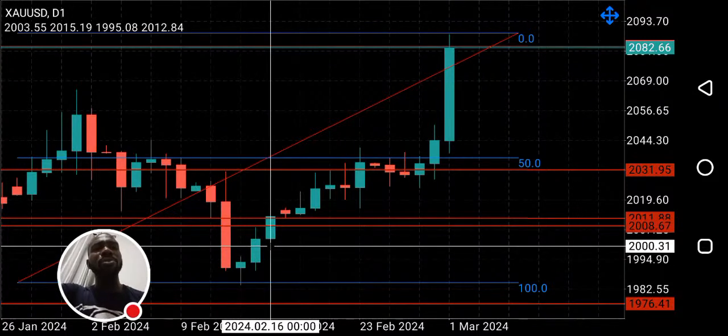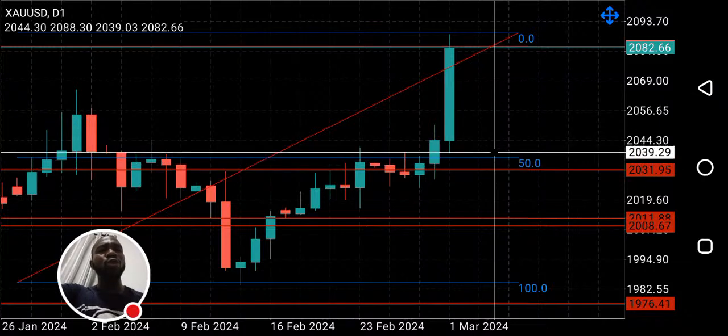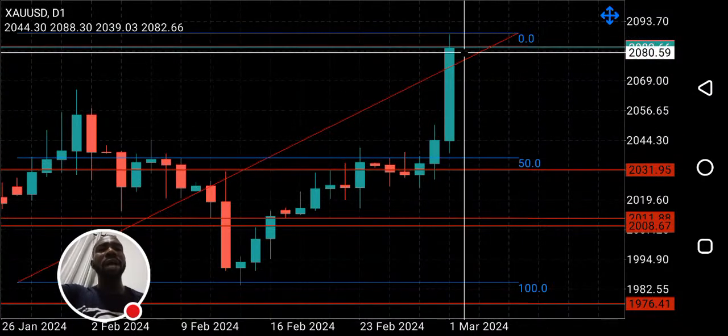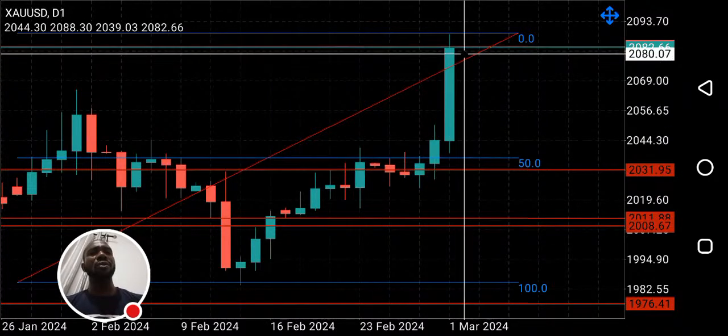That will be my expectation on gold. I want to see price pull back to this level before I would buy gold. I cannot buy gold at the current market price. It is very risky. So price should pull back to this level before buying gold.